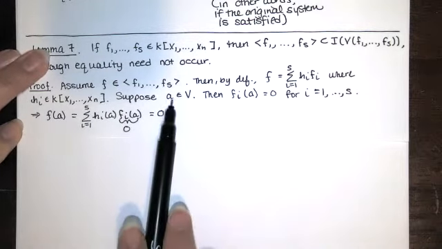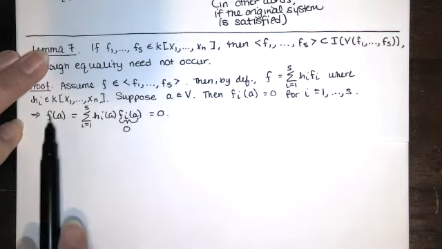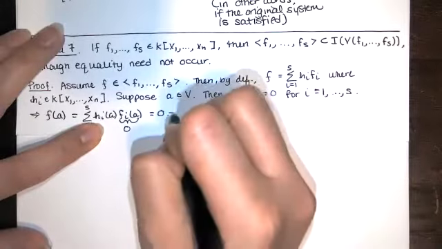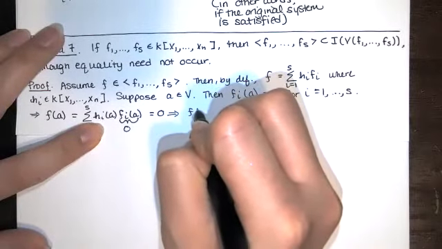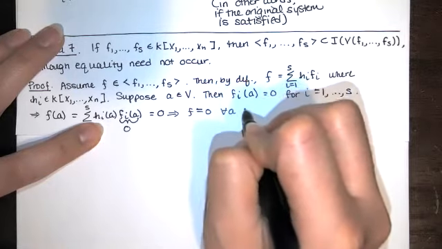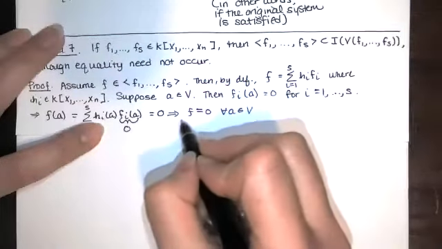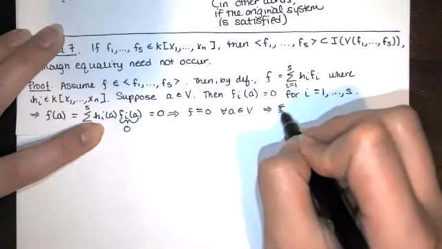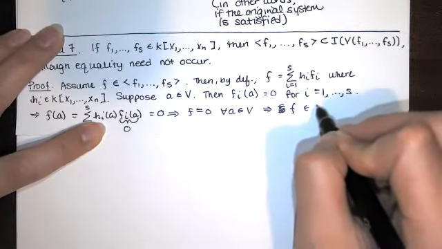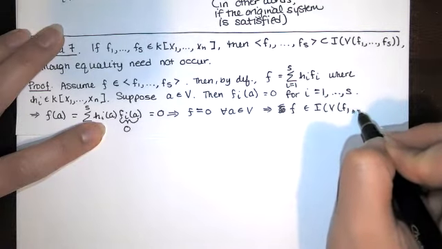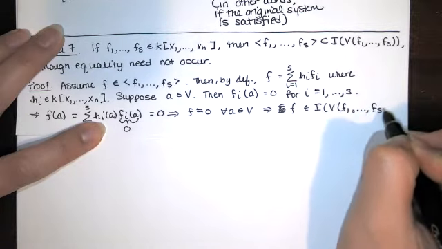So since we just chose any a in V, f of a is going to equal 0 for all a in V. So that means that f must belong to the ideal of the variety. Easy breezy.